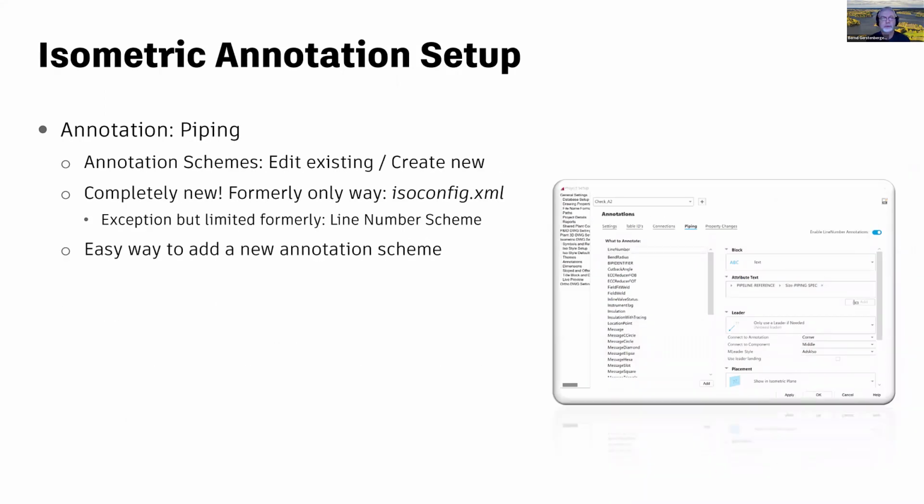Next tab. It's about piping, and this is completely new. Formerly, if you wanted to create or edit an annotation scheme, it was only possible directly in the isoconfig XML file. Now you can do nearly everything, with one exception, directly here in the user interface. It is very easy to add a new annotation scheme just by clicking the Add button here.